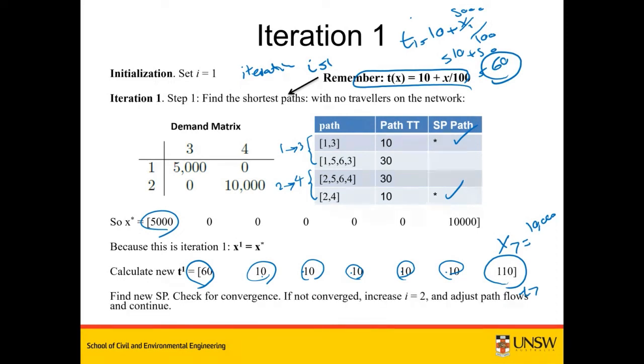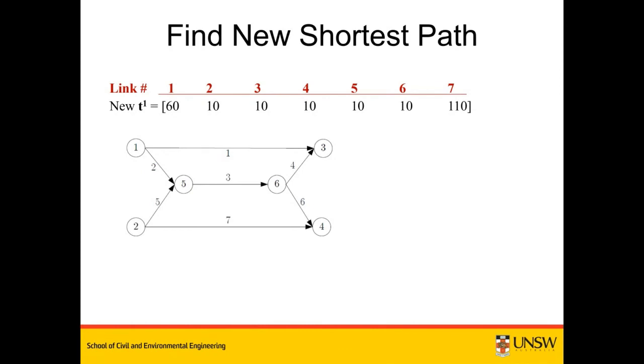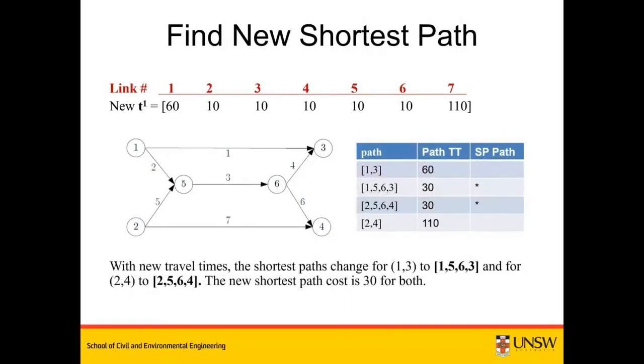And now we find the new shortest path. Now the costs on the links are updated. We can find the new shortest path, right? And then we can check if we're not converged, we go to the second iteration and then we adjust path flows, right? So let's now look at that. So these are the new link costs that we updated from the volumes, and then we can find the new shortest paths.